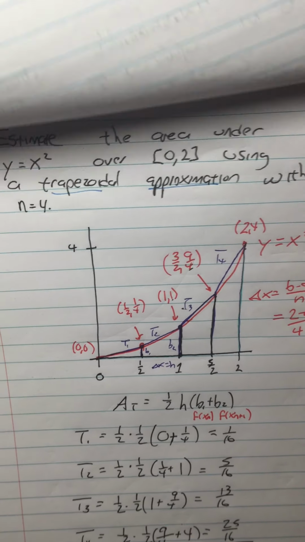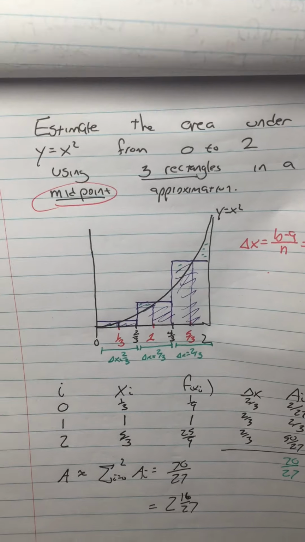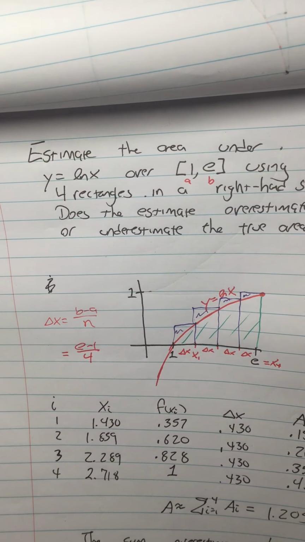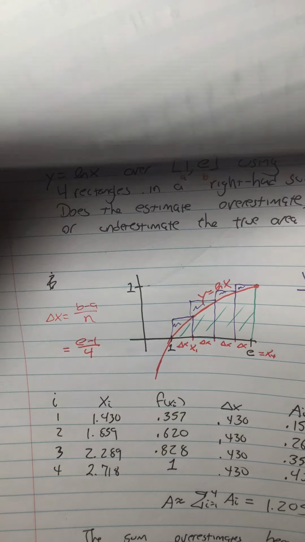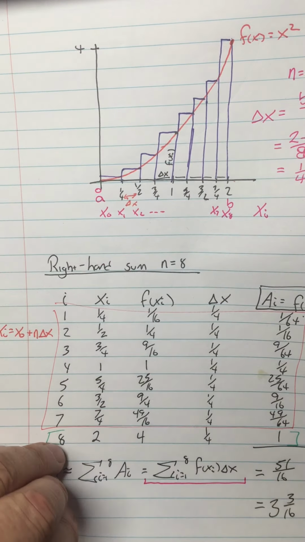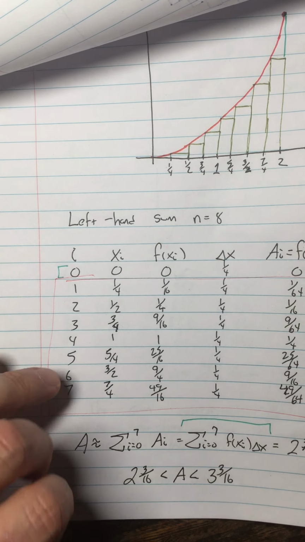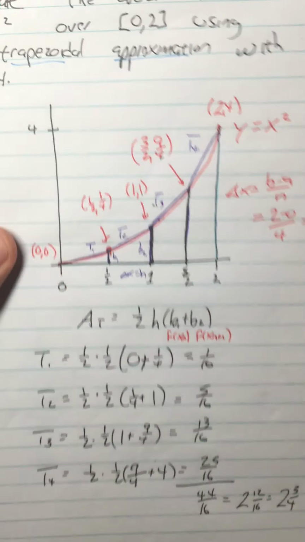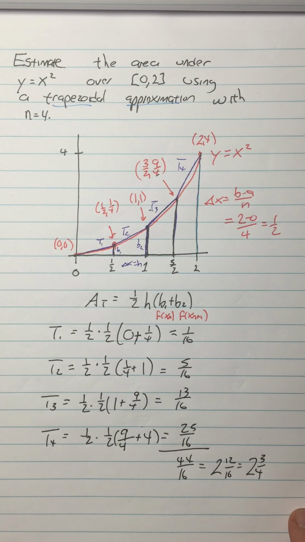So for our midpoint, we got 2 and 16/27. So these are all in sort of the same ballpark. They're all between 2 and 3. In fact, they're all really between 2.5 and 3. This one, we had for n equals 8, between 2 and 3/16 and 3 and 3/16. So all of these estimates are comparable, but they're not equal.